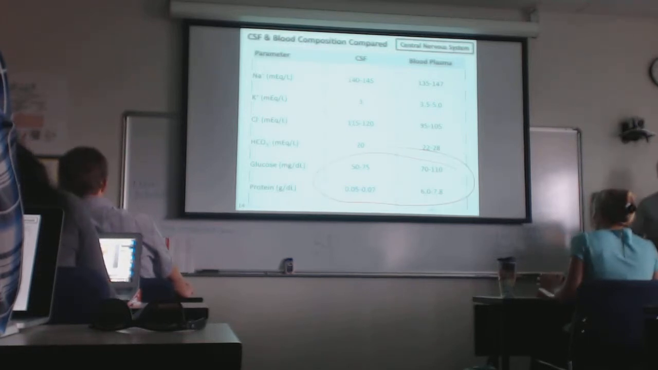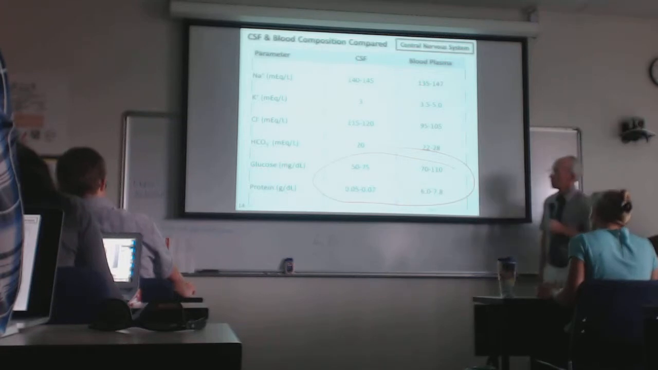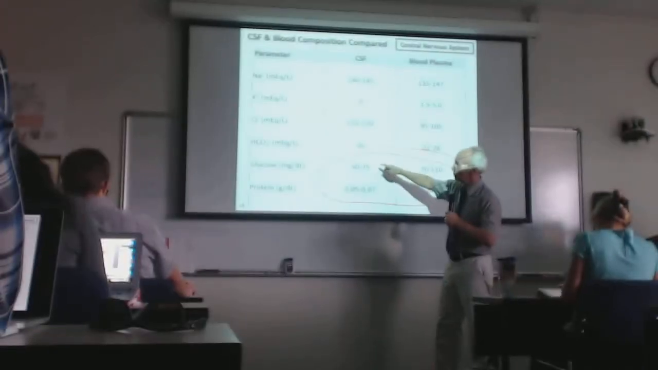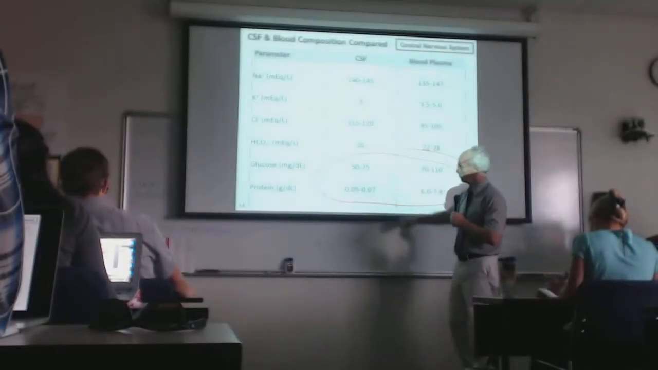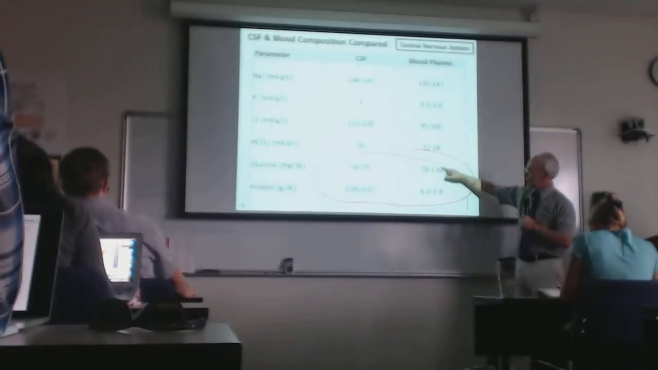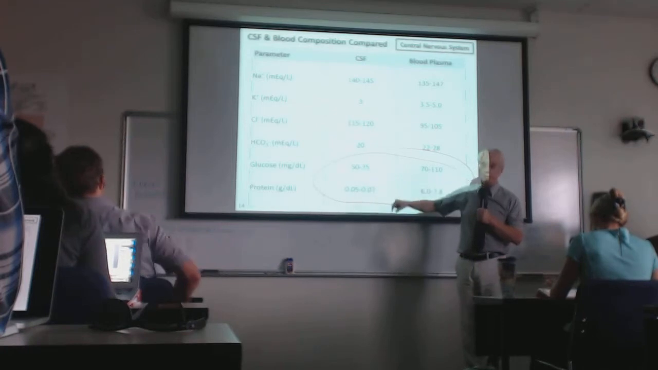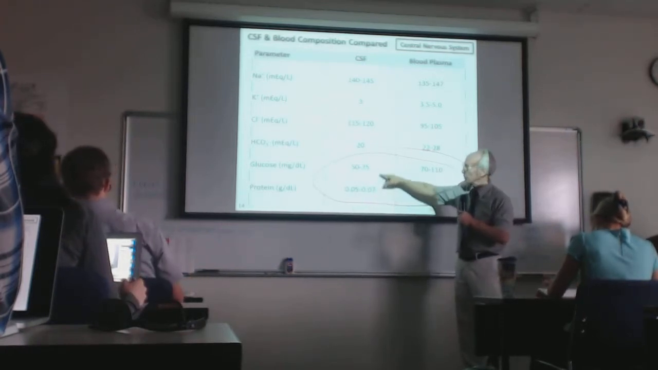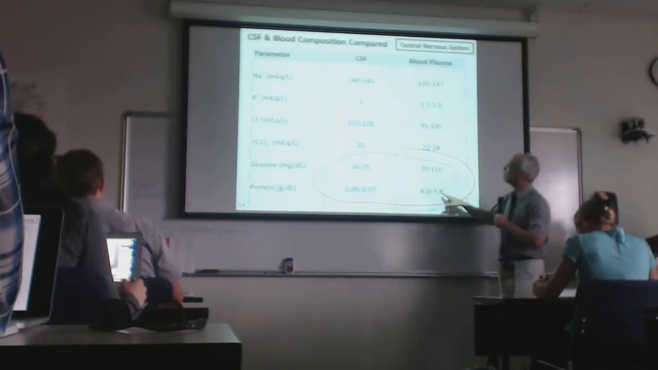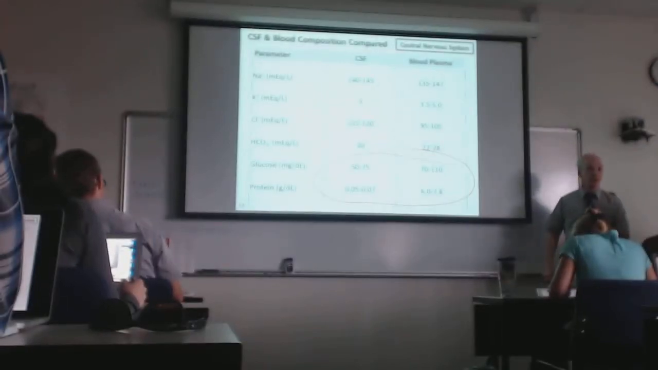Notice that in the CSF, the carbohydrate concentration, the glucose concentration, and protein concentration are dramatically lower, such that, if you look at the two numbers, these can often be diagnostic of what? If these numbers go up in the CSF, what might you suspect? Yeah, there's probably some blood leaking in there somewhere.